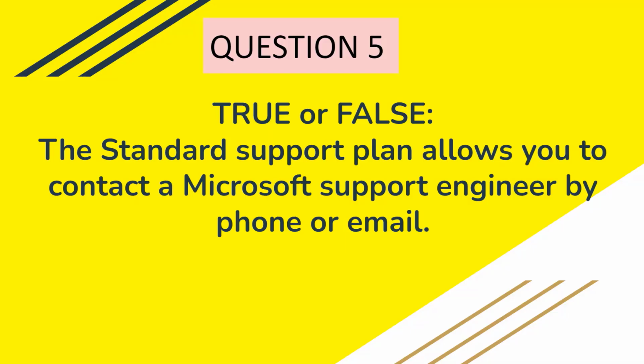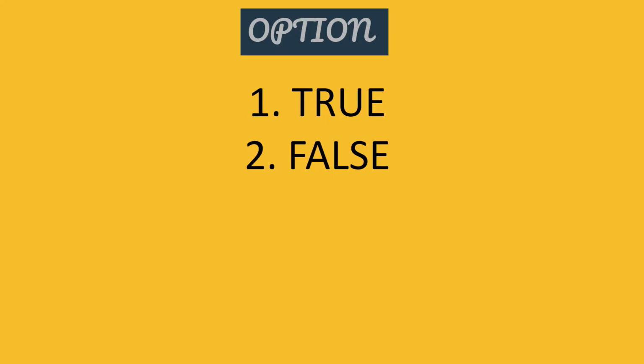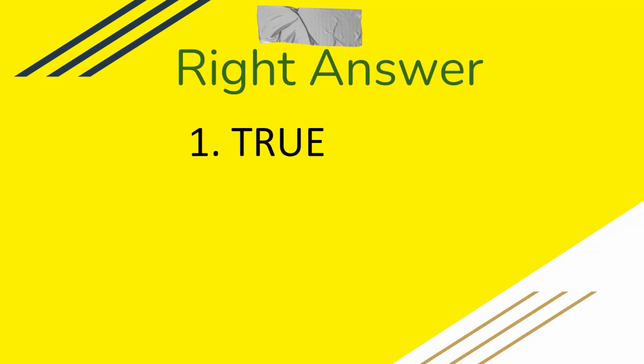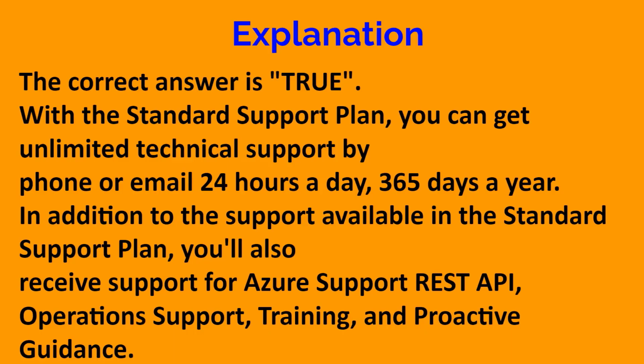Question 5. True or false? The standard support plan allows you to contact a Microsoft support engineer by phone or email. Option 1. True. 2. False. Right answer is 1. True. Explanation. The correct answer is true. With the standard support plan, you can get unlimited technical support by phone or email 24 hours a day, 365 days a year. In addition to the support available in the standard support plan, you'll also receive support for Azure Support REST API, operations support, training, and proactive guidance.